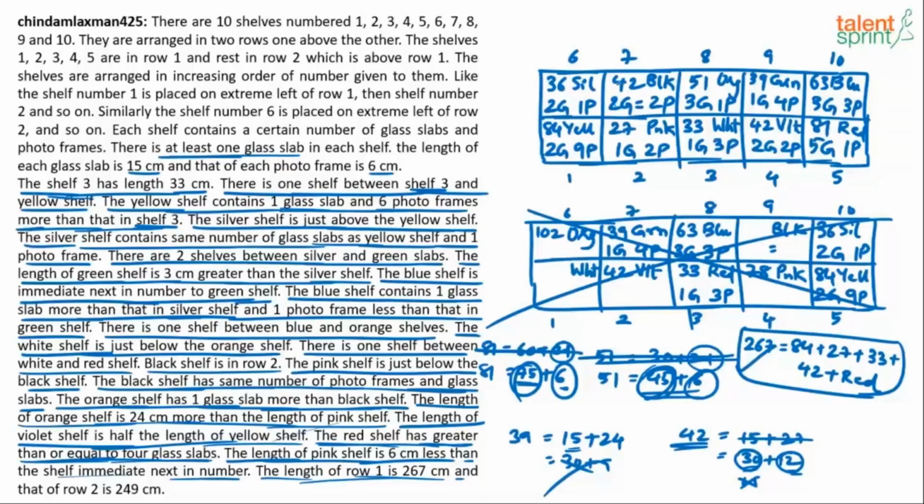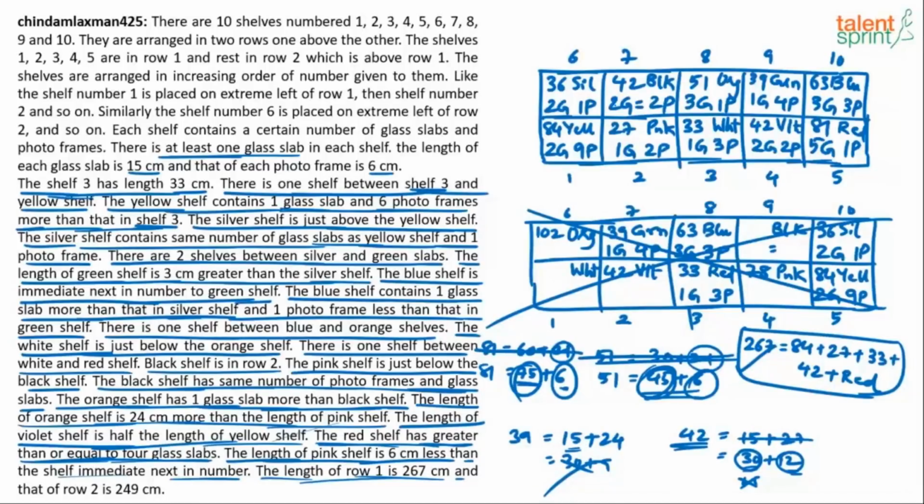36 and 42 is 78. 78 and 51 is 129. 129 and 39 is 168. 168 and 63. Uh-oh. Why is row 2 not balancing now?